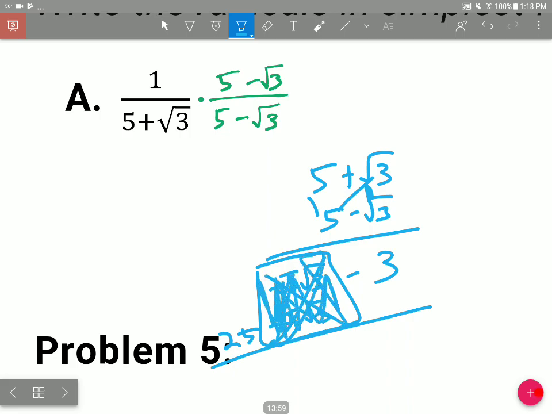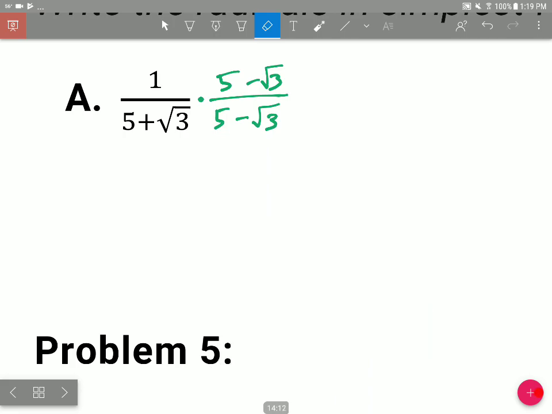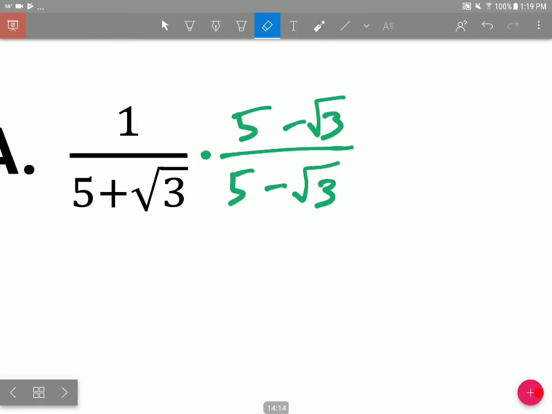That, and are there any root 3's left? Just a 25 and a negative 3. That is why we did this. So only in this case, only when you're dealing with conjugates can you ignore this and just multiply the front and the back. Okay? So just do this.